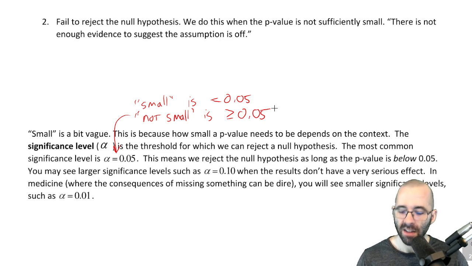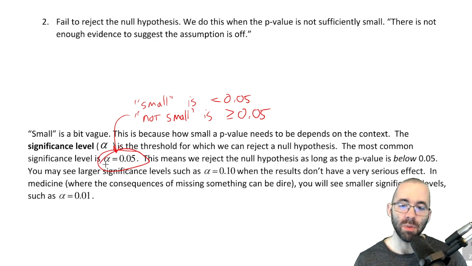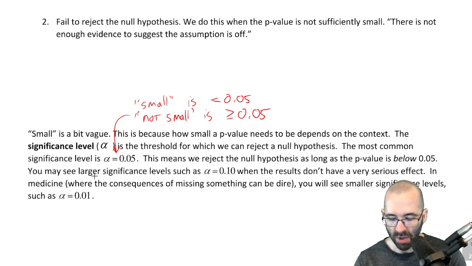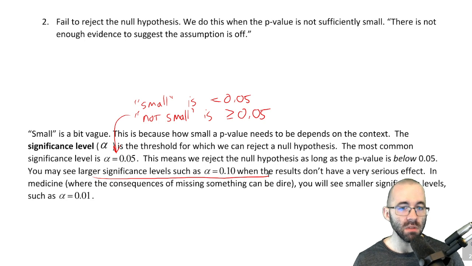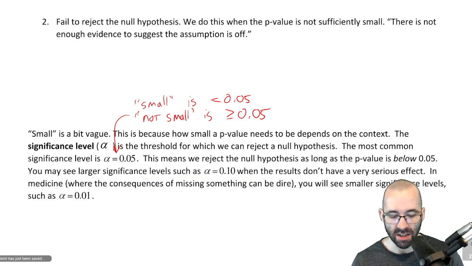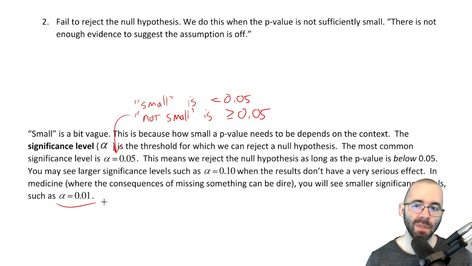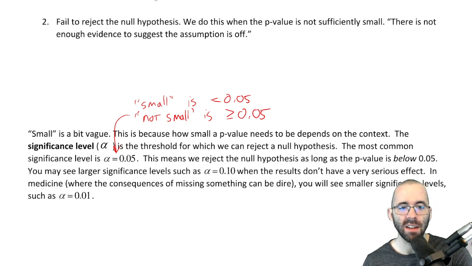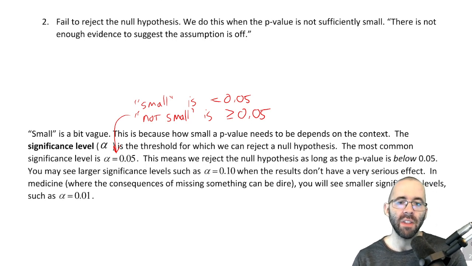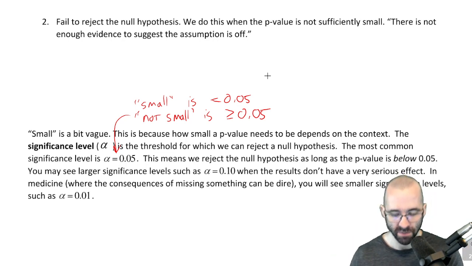In a stats class, we'll usually use 5%. That's the most common. But in general, you might see larger significance levels when the results aren't very important. Or if you're in medicine, where it's really important that we're right, you're going to see smaller significance levels. Maybe a 1% significance level or something even smaller. For this class, most of the time we're going to be using 5% unless the problem tells you otherwise. Just be aware that it does depend on what you're doing.